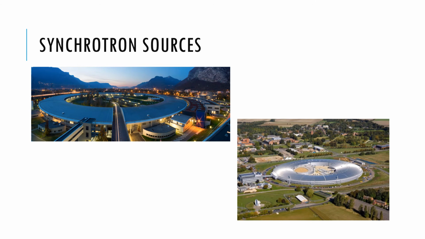There are two major synchrotron sources in Europe. The first is in Oxfordshire, the Diamond Light Source, shown in the bottom right there, just outside of Didcot. And the second is the ESRF, which sits in a far more glamorous location at the foot of the Alps in Grenoble.